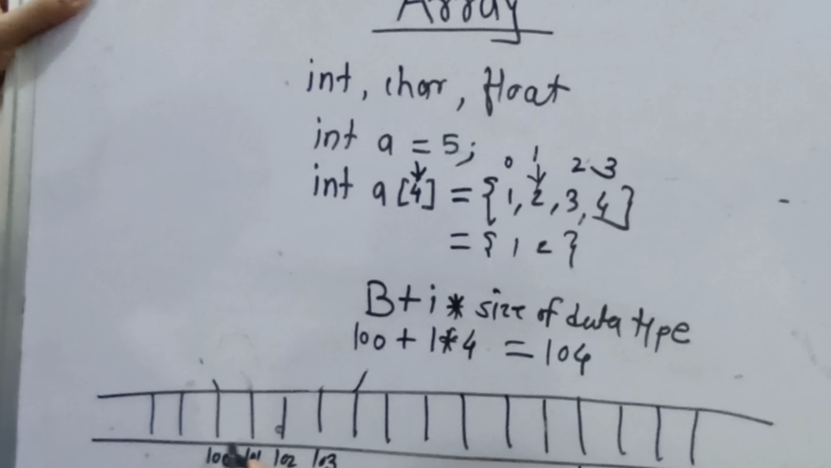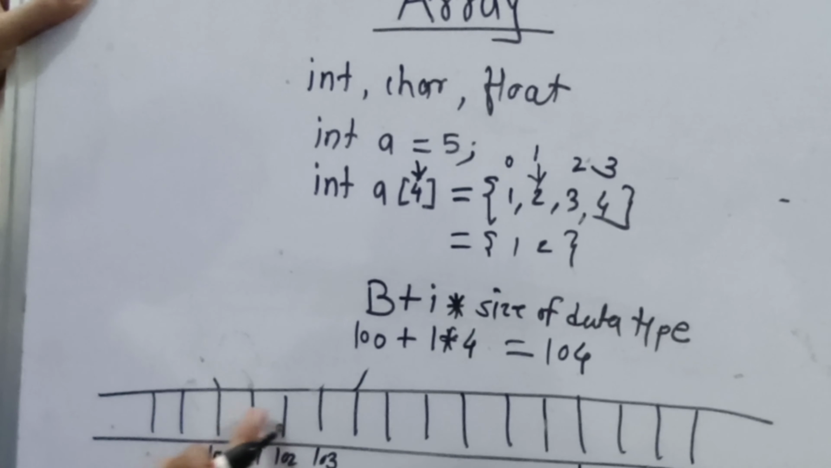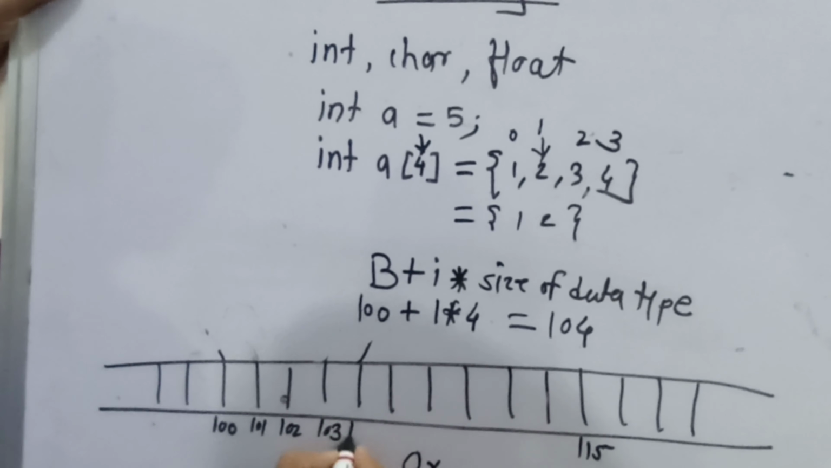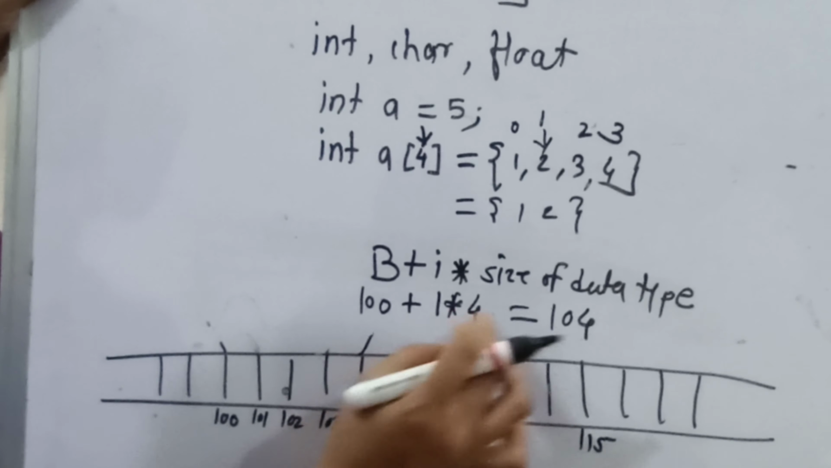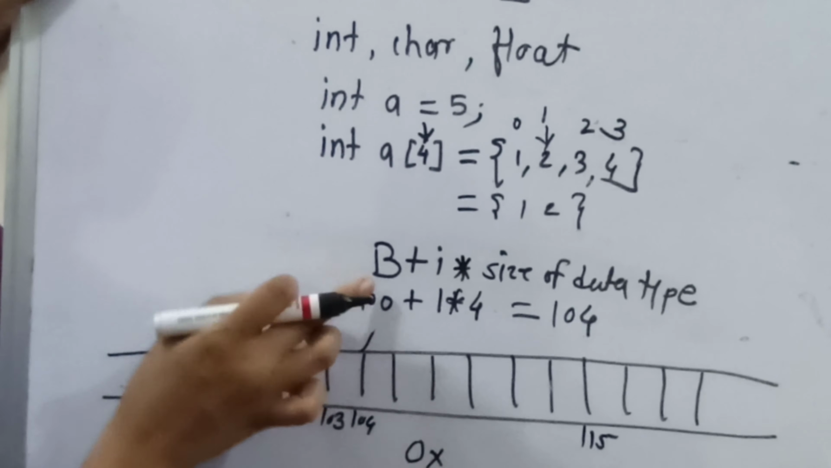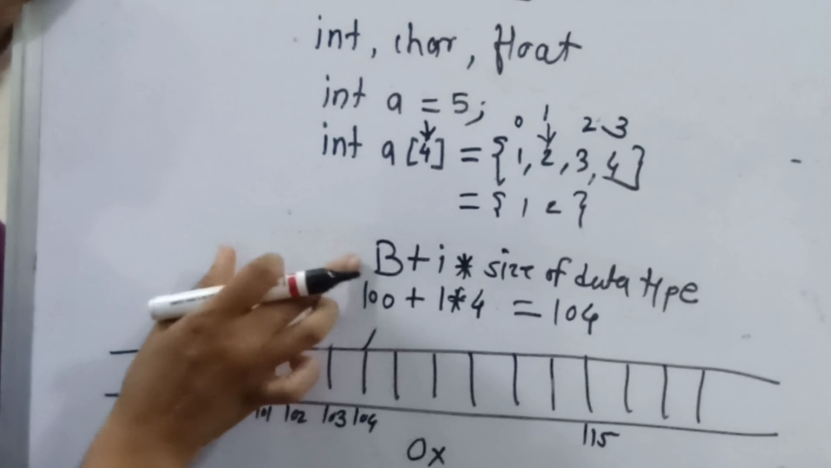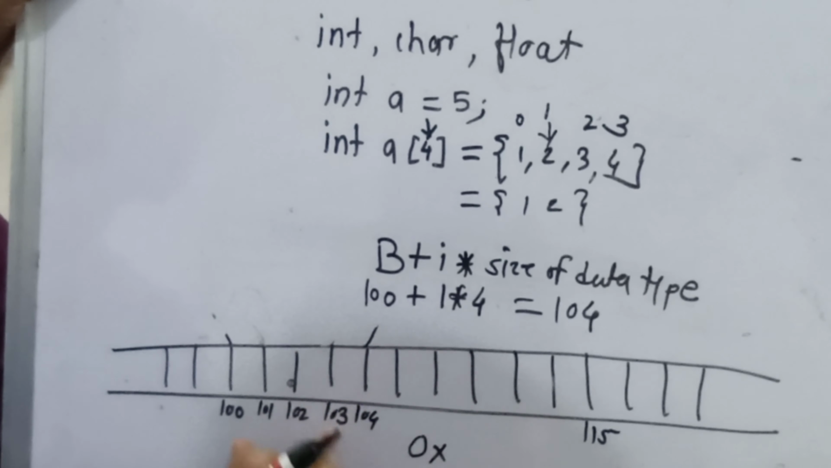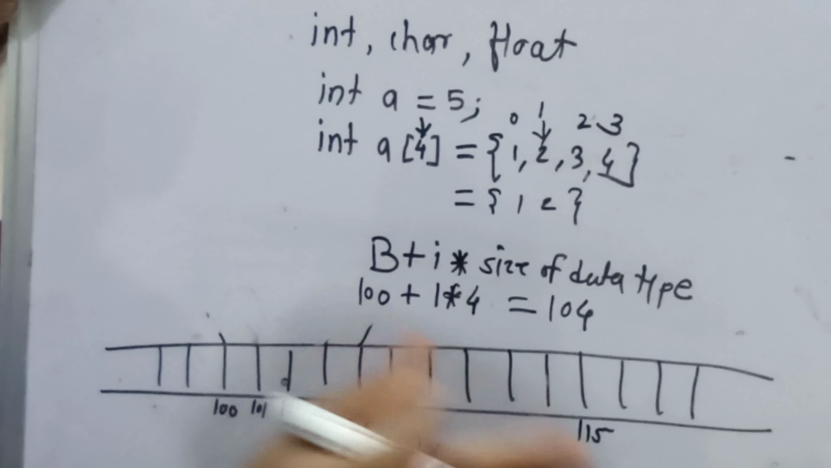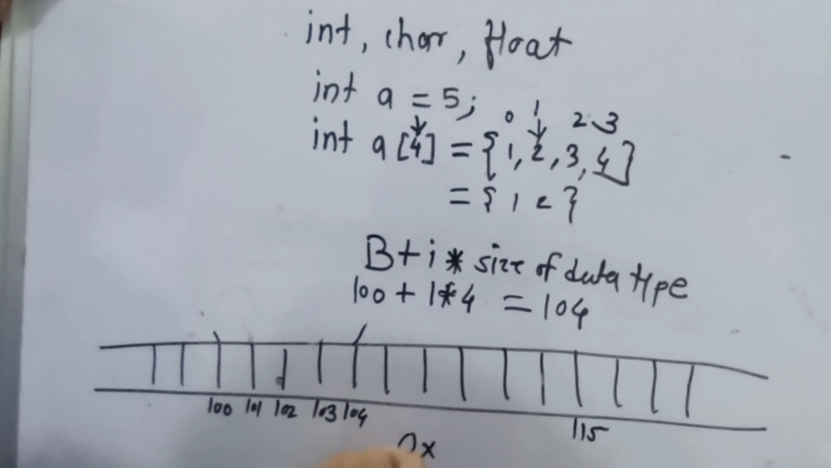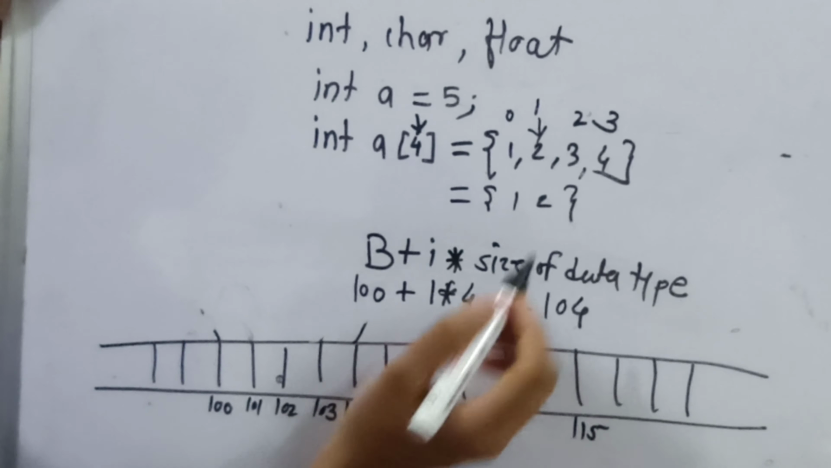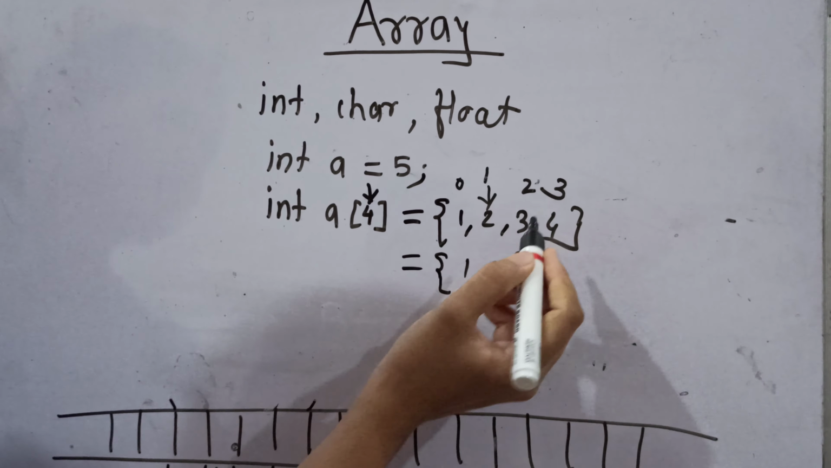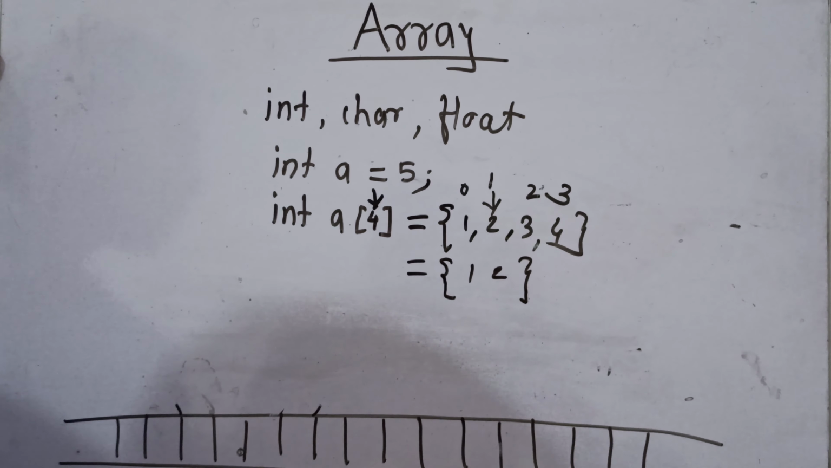So if you see here, these first 4 locations 100, 101, 102, 103 are reserved for the first element, and 104 is the starting address of the second element. So by using this formula we can calculate the address of any element of the array. And one more thing, the major advantage of the array is direct access. Direct access means by using these indices we can directly access any element of the array.